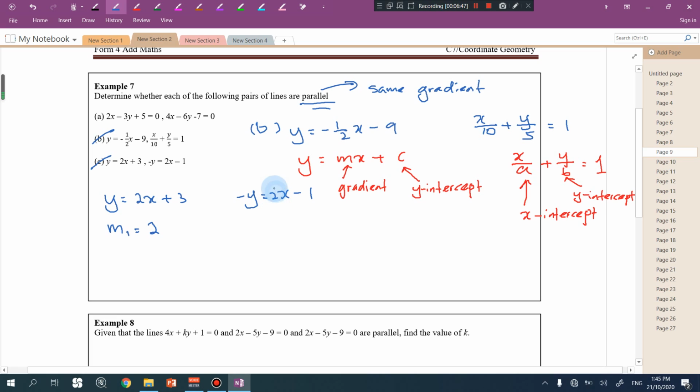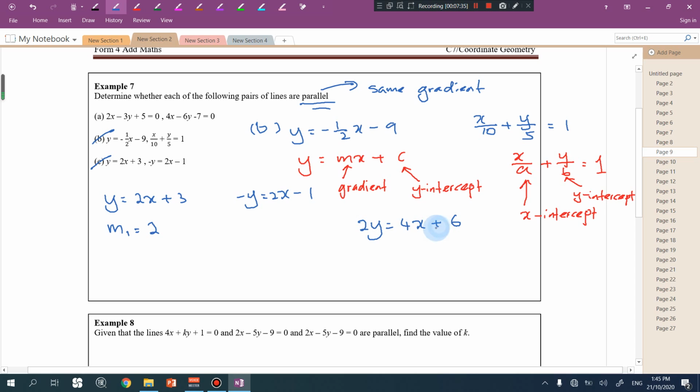No. So remember, if you want to get the gradient and the y-intercept directly by looking at the equation, you have to make sure that the coefficient of y here is equal to 1 and positive. What does this mean? Let's say, for example, you have an equation which is 2y is equal to 4x plus 6. You cannot say that the gradient is 4 and the y-intercept is 6. This is not correct. Before you determine the gradient and the y-intercept, you have to make sure that the coefficient of y here is equal to 1 and positive.